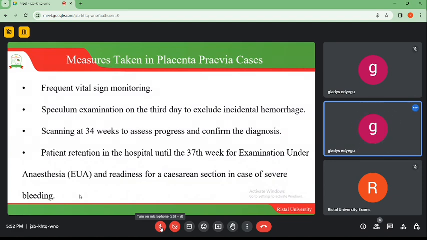So EUA is basically examination under anesthesia, whereby we give some anesthesia to these mothers so that when we're examining them, they don't feel the pain, and you're able to actually see what you really need to see and be able to diagnose rightly and be able to get what you needed to get and assess. And this can help you in the management of these mothers.